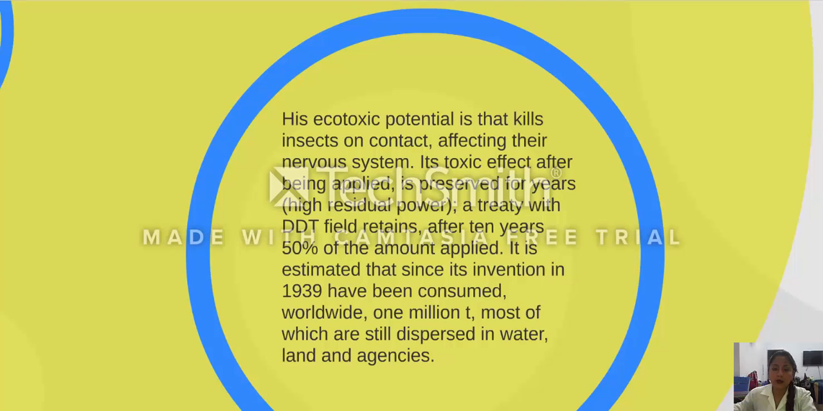Its ecotoxic potential is to kill insects on contact, affecting their nervous system. Its toxic effects last for years after being applied. In the field, 50% of the amount of DDT applied is retained after 10 years. It is estimated that since its invention in 1939, 1 million tons have been consumed worldwide, most of which is still present in the environment.